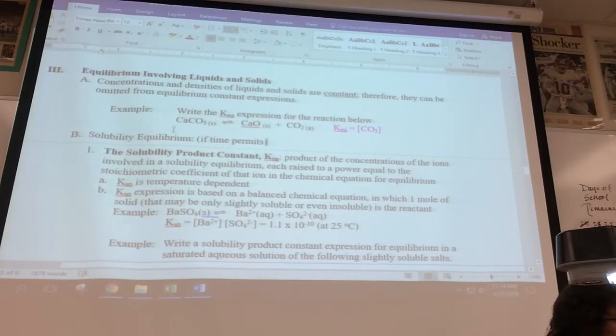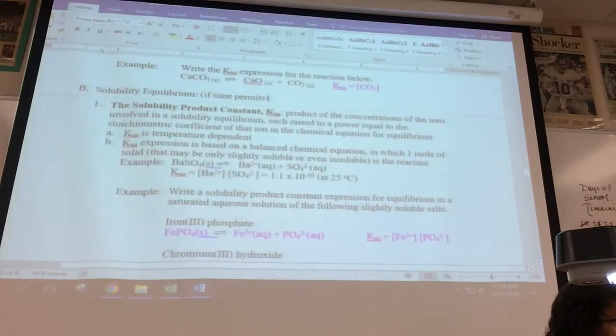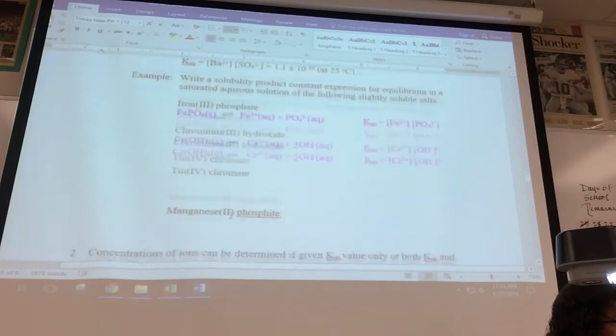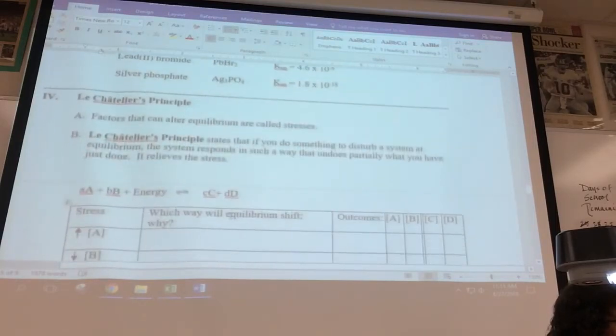In regard to solubility equilibrium, I'll gladly come back to this next week for those of you who want to learn it. It is strictly optional. It's good practice for AP or college chem. Not something you'll be assessed on, so I'm going to skip it for today. We can come back to it next week.